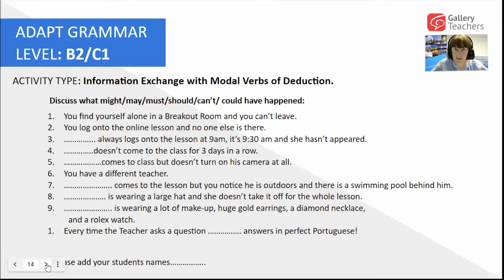So the students really love to have their own names included in exercises like this. And it really doesn't take very long to prepare and lifts the grammar out of the textbook. And you can use the textbook as a basis for this and just adapt it.